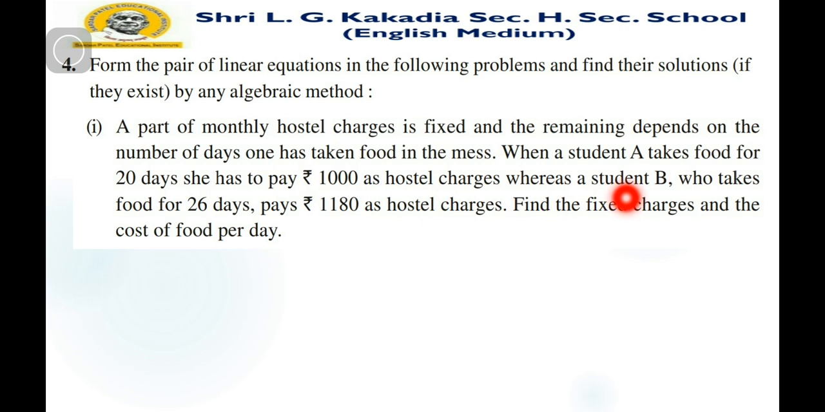Whereas a student B who takes food for 26 days pays rupees 1180 as hostel charges. Means according to student B, he takes the food for 26 days, so one day fixed and 25 days at the per day charge, and he paid 1180 as hostel charges. Find the fixed charges and the cost of food per day.